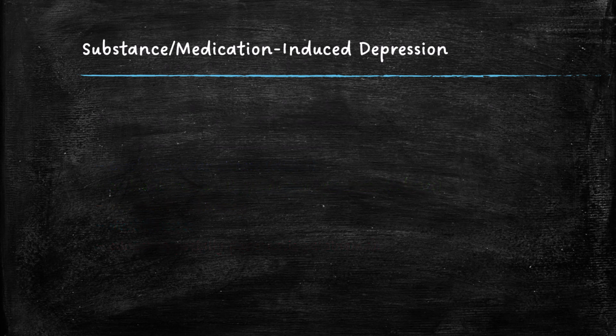Substances and medications can cause depressive symptoms, and you have to rule these out before you can diagnose a primary psychiatric diagnosis. You need to know what substances are frequently going to cause depressive symptoms, and the main one is alcohol. Alcohol is a depressant. People talk about drinking their sorrows away. No, it just makes them more sad.